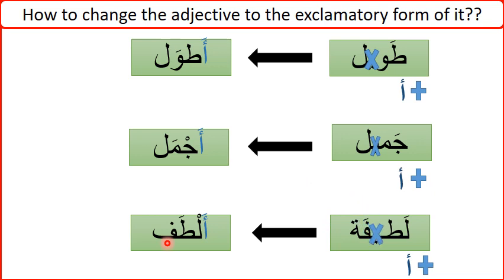We take away the تاء مربوطة. And we take away also the ياء. So if you have a feminine adjective, whether you are talking about a male or a female, you need to take away the ياء and you need to take away also the تاء مربوطة.